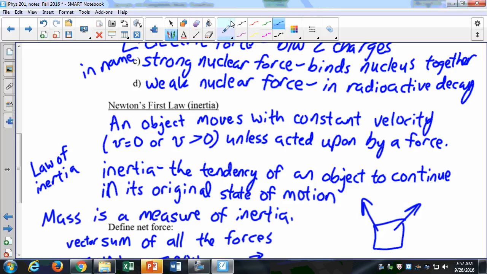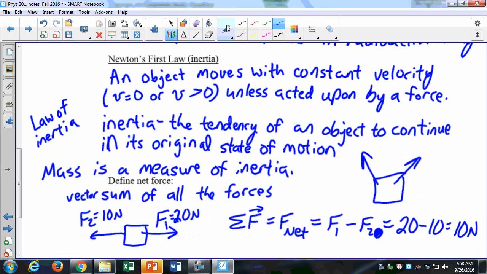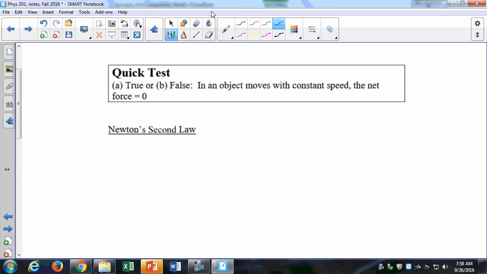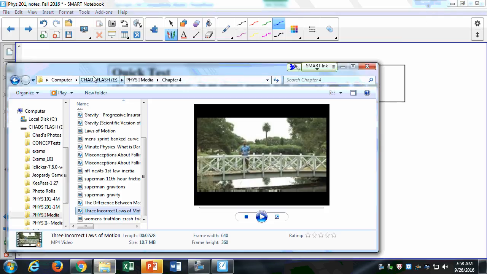Newton came along and said that no, none of us have a natural state of motion. Our state of motion just is what it is, and it's not going to change unless you have a force that's applied to it. Okay? So that's the first law, that an object is going to stay in its state of motion unless acted upon by a force. Let's try this quick test. That first law, by the way, is called the Law of Inertia. Let me pull up my clicker base.